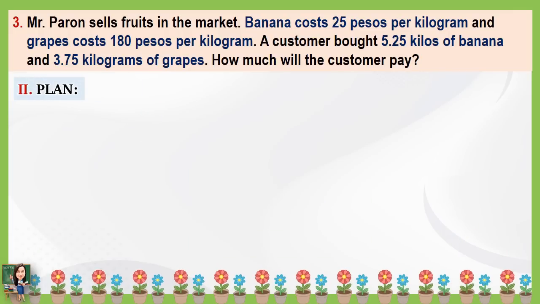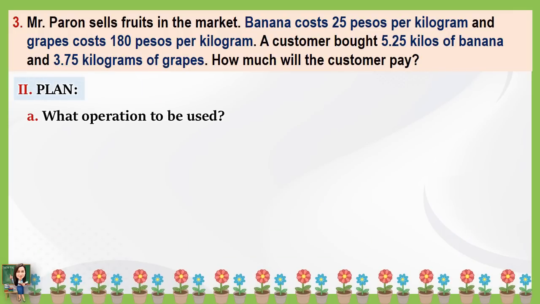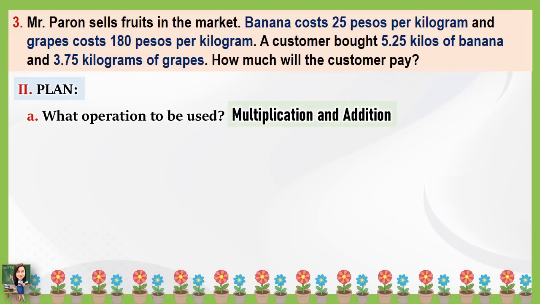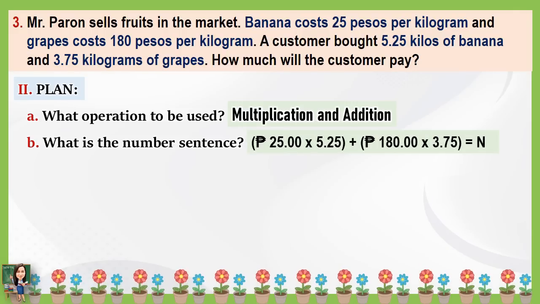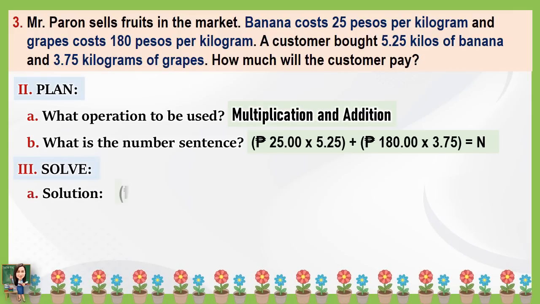Step 2 is to plan. What operation to be used? The operations to be used are multiplication and addition. What is the number sentence? The number sentence is 25 pesos times 5 and 25 hundredths plus 180 pesos times 3 and 75 hundredths equals N.